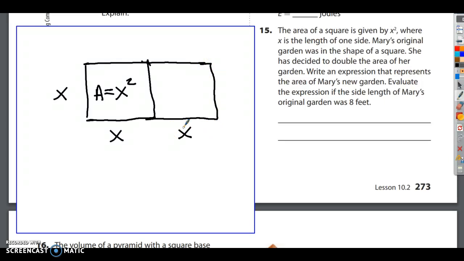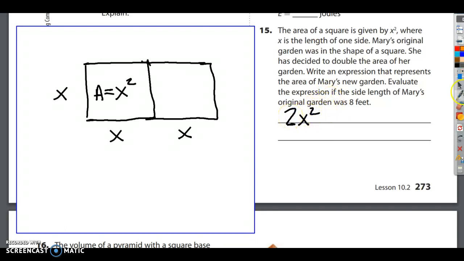Write an expression that represents the area of Mary's new garden. Some kids might want to do x to the third power or something like that, but that's not how this works. To get the area of the entire thing, you would do x squared, but then you would just double it. It says she doubled the garden, so it's times 2. You could put that in parentheses, or you don't have to, because you do x squared first anyway. So to find the entire area, you do x squared, and then you double it.